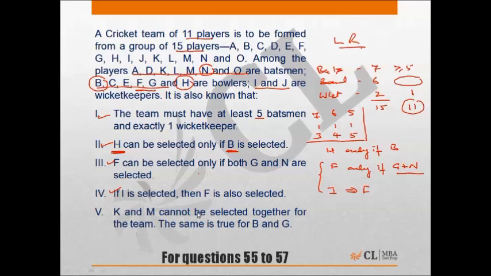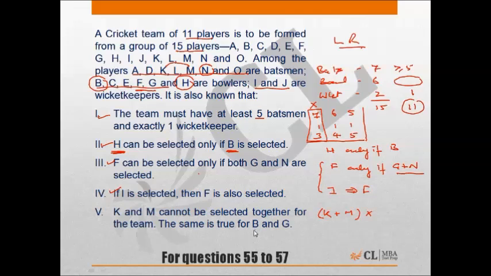Statement 5. K and M cannot be together. K plus M together is not possible. K and M both are batsmen. Which means if these two cannot be selected together, the case of 7 batsmen is not possible, because K and M both are batsmen and both of them cannot be together. So a maximum of 6 batsmen can be there in the team.